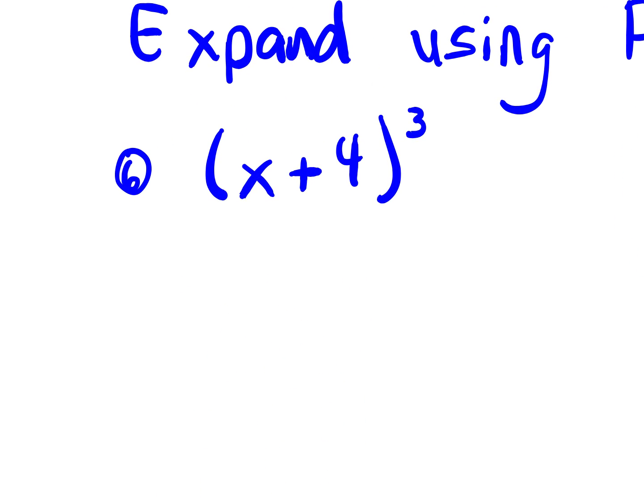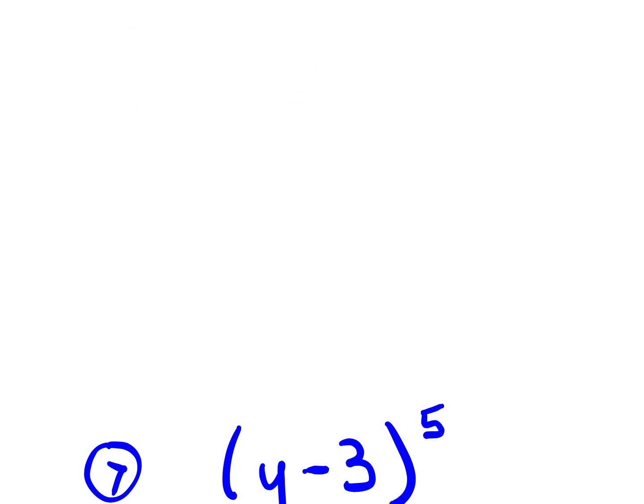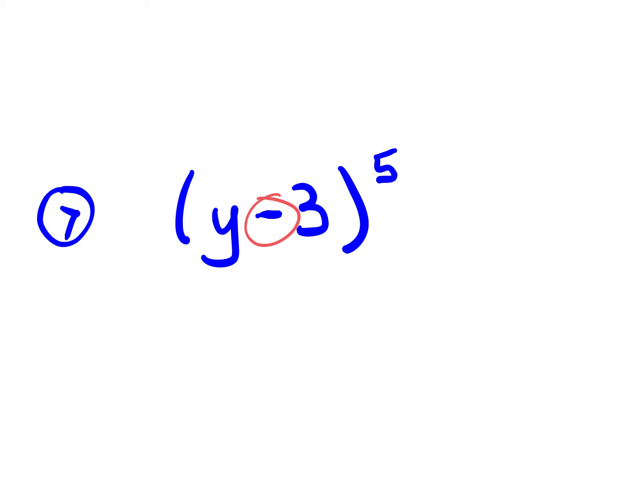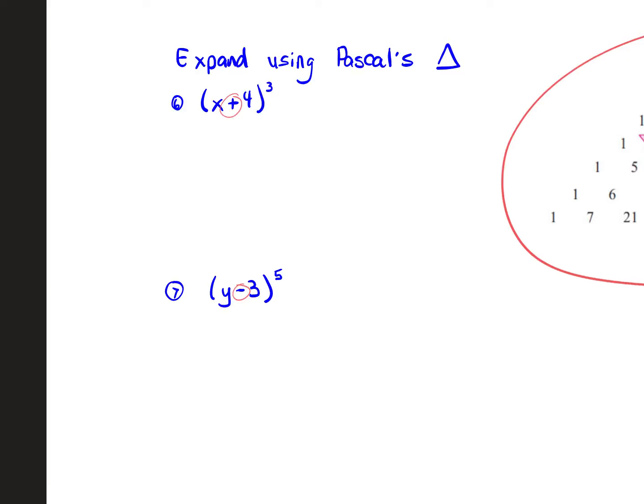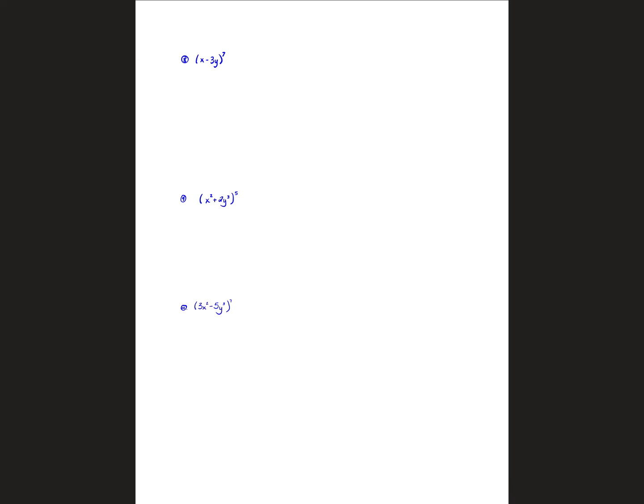What are the signs going to be in your answer when you have a plus sign in the middle? Positive. All positive. What are the signs going to be in your answer when you have a negative in the middle? Alternating, positive and negative, right? Little things, guys, can keep you on track. You pay attention to what you're doing.